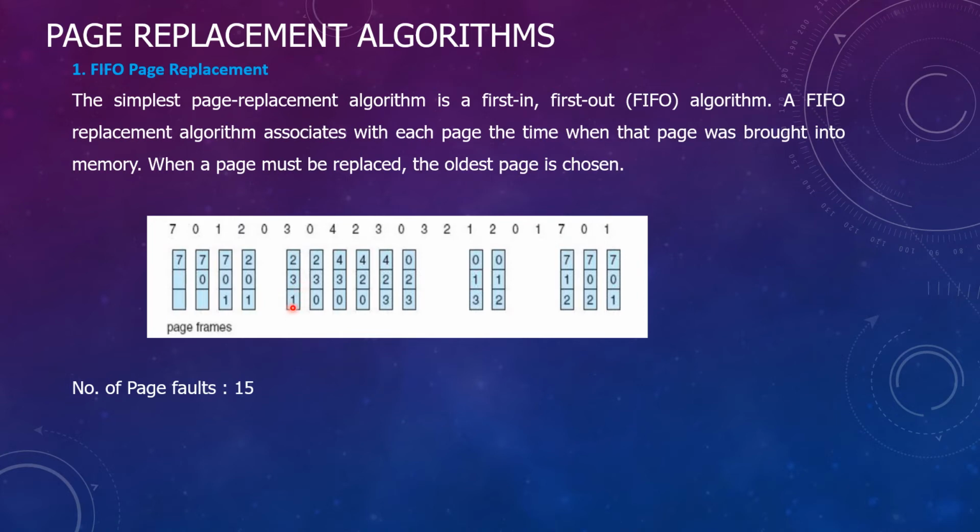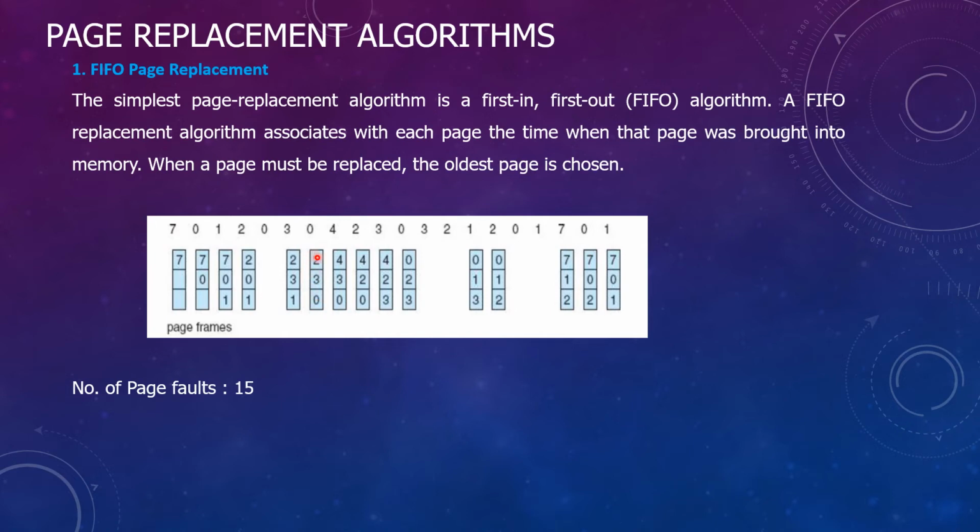1 is the oldest page, so we choose 1 for replacing. In the place of 1, we load page number 0. Now we have to load page number 4. All frames are full and there is no empty frame, so we have to replace a page.